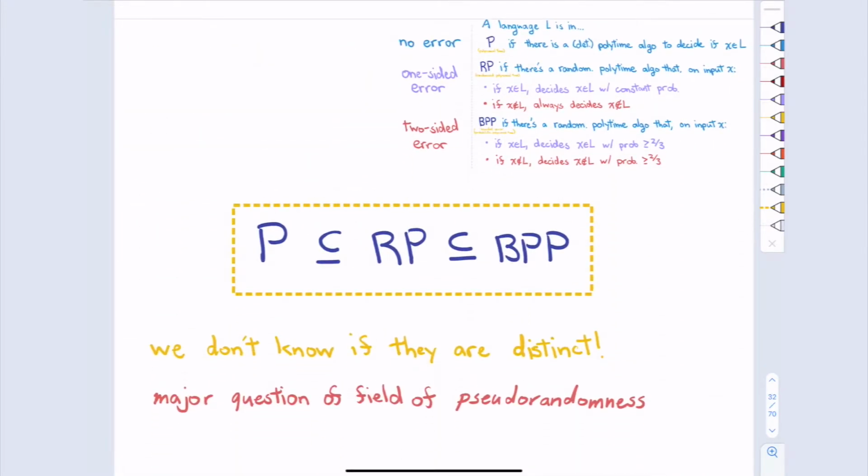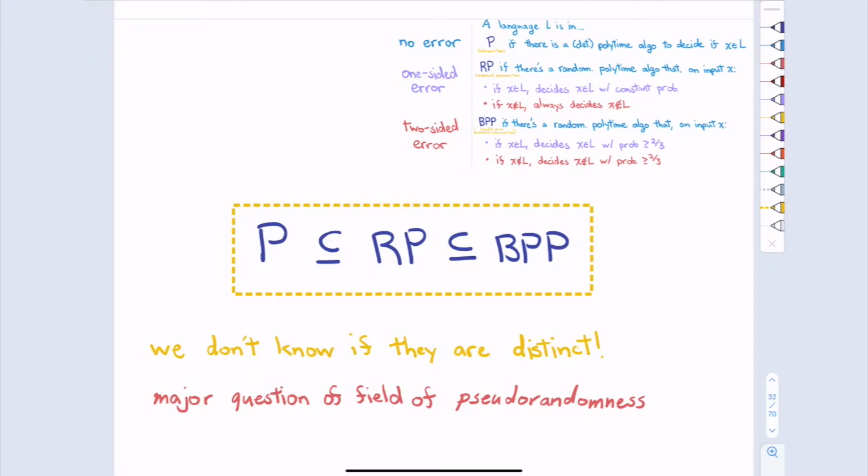So these subsets are pretty clear. Having no error is better than having one-sided error, so P is a subset of RP. Having one-sided error is better than having two-sided error, so RP is a subset of BPP. Okay. Big question though is what's the difference?